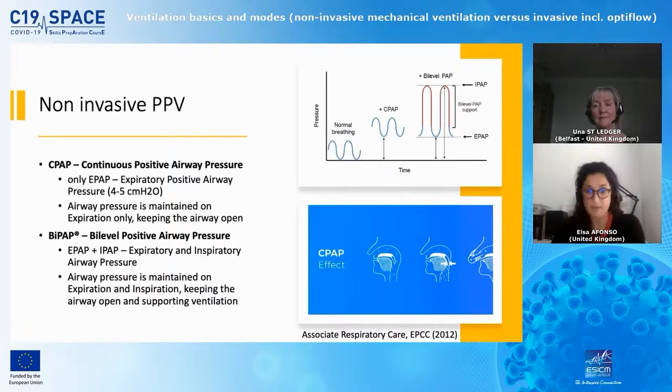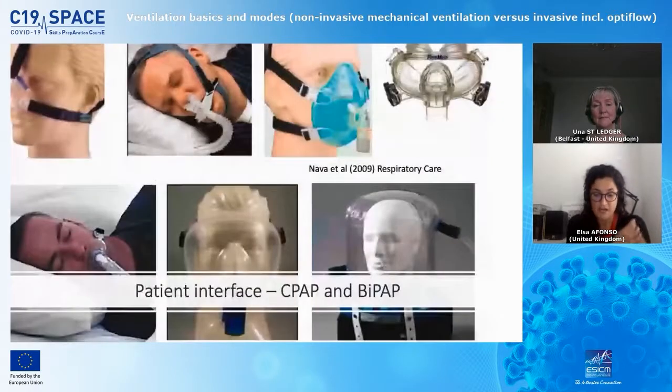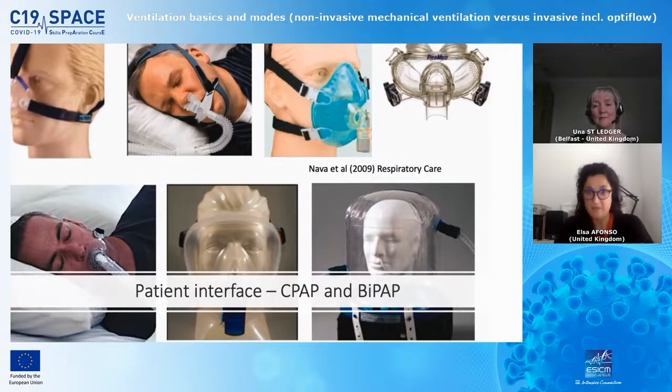Essentially, CPAP and BiPAP prevent airway collapse and reduce respiratory effort, acting as a splint. There are several ways in which CPAP and BiPAP can be delivered. Via nasal mask and facial mask are the most common ones. And here you can see some of the methods that can be used to deliver CPAP and BiPAP.